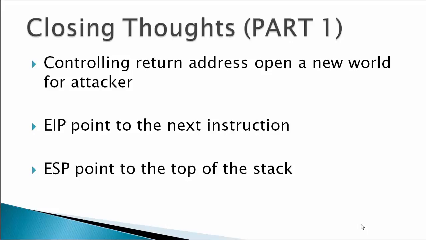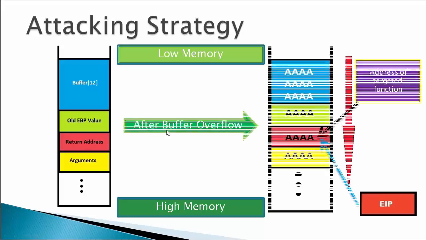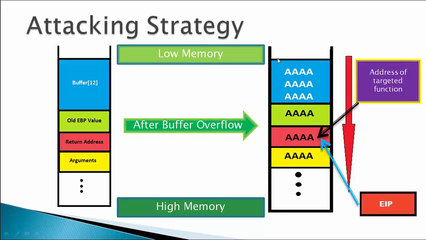Some closing thoughts from part 1. In part 1, when we do the basic buffer overflow, we can override the return address. Also, I told you that EIP points to the next instruction and ESP points to the top of the stack. Now let's simulate our previous attack. This is the buffer in well and good condition. After buffer overflow, the stack looks like this.